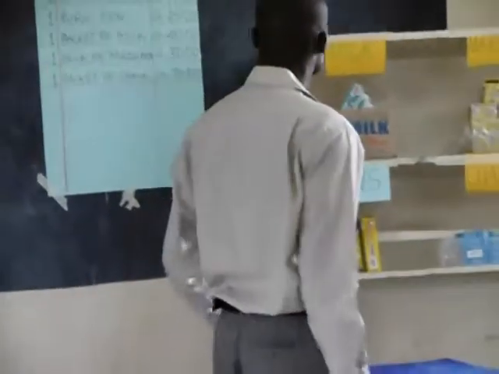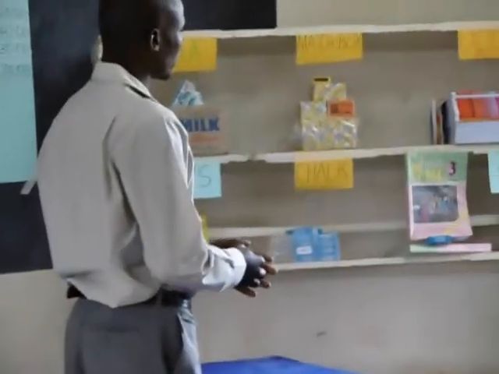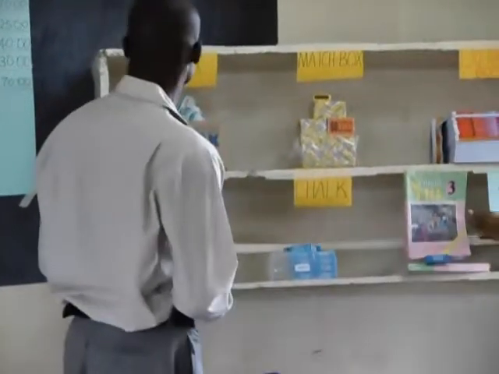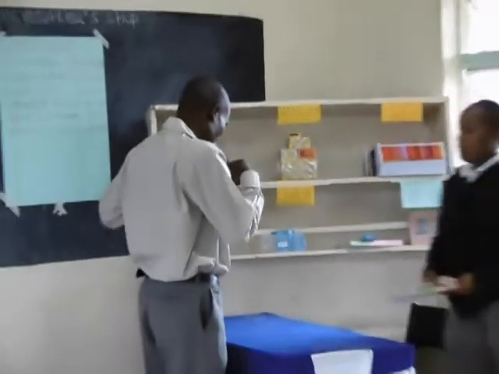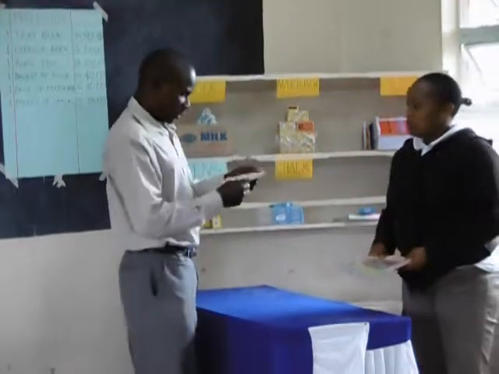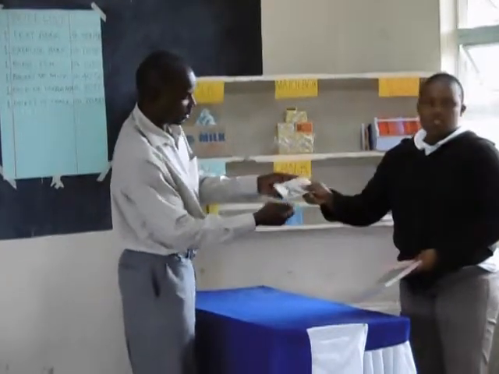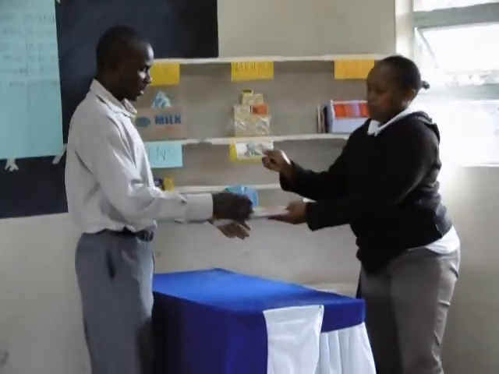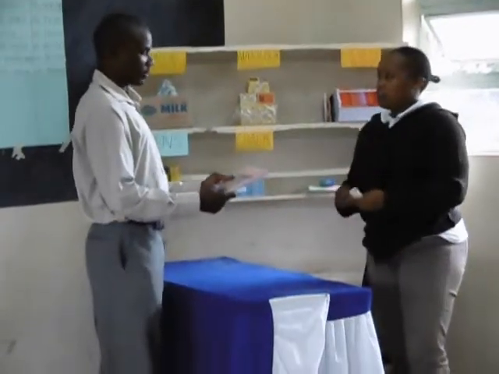Hello. I'm good. How much do you sell the theory textbook? It goes at 500 shillings. 500 shillings. Yes. How much is this? 500 shillings. Then I have my textbook? Yes, thank you. Thank you very much.